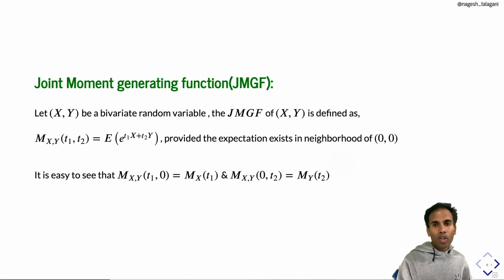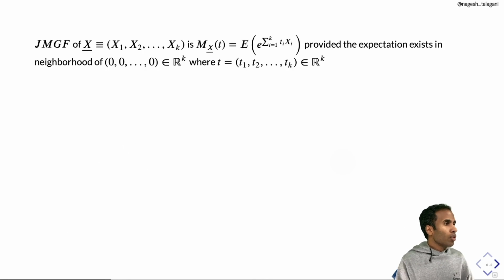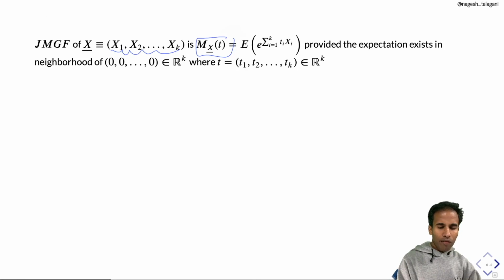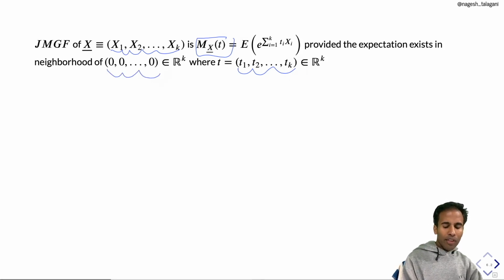Now let me talk about the joint MGF of a k-dimensional random vector. The joint MGF of a k-dimensional random vector X, which is a vector of k random variables X1, X2, ..., Xk, denoted by M_X(t), where t is a vector in R^k, is defined to be the expectation of e^(Σ ti Xi, i from 1 to k), provided this expectation exists in the neighborhood of the 0 vector in R^k. Okay. So this is a generalization.